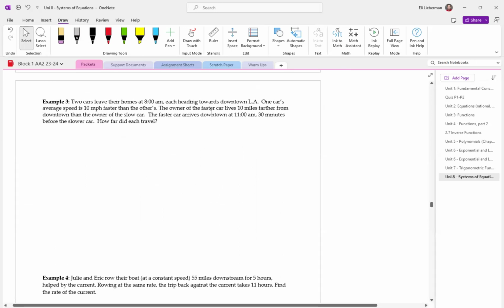Two cars leave their homes at 8 a.m., each headed towards downtown LA. One car's average speed is 10 miles per hour faster than the other's. The owner of the faster car lives 10 miles farther from downtown than the owner of the slow car. The faster car arrives downtown at 11 a.m., 30 minutes before the slower car. How far did each travel?